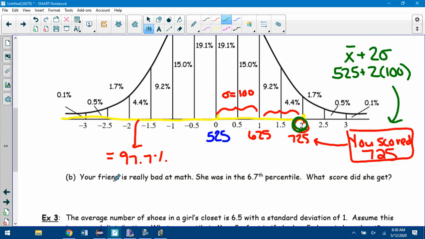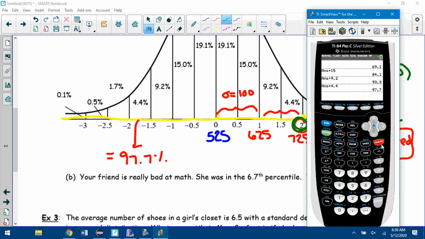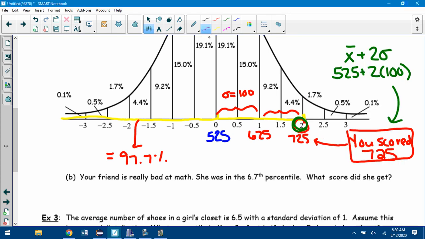Okay, it says your friend is really bad at math. She was in the 6.7th percentile. What score did she receive? Okay, so now I need to figure out where 6.7 falls. So same thing, start at the left. 0.1 plus 0.5 obviously isn't going to be enough. Plus 1.7, still not enough. Plus 4.4. Nope, there's 6.7. Okay, so we added up 0.1, 0.5, 1.7, 4.4. This is where I ended.